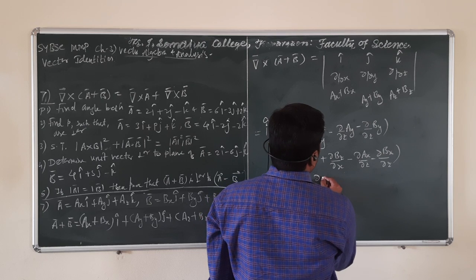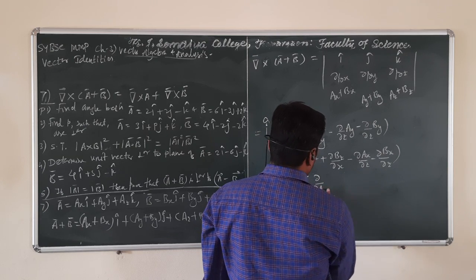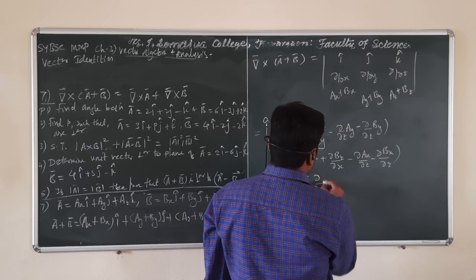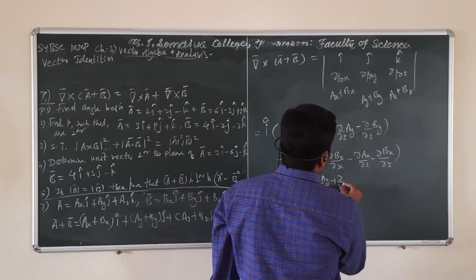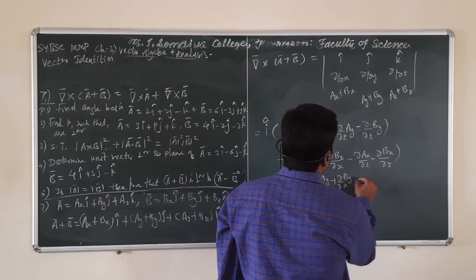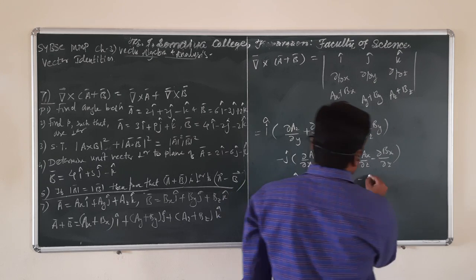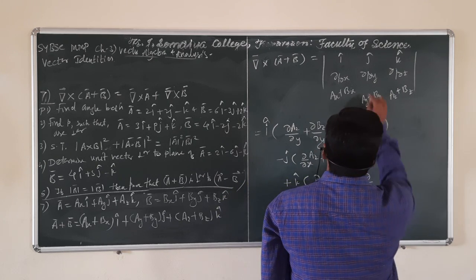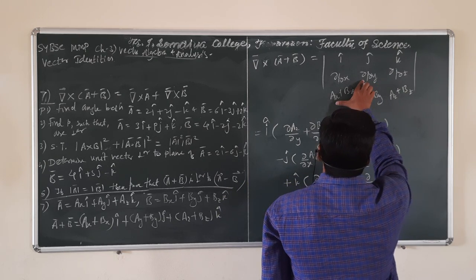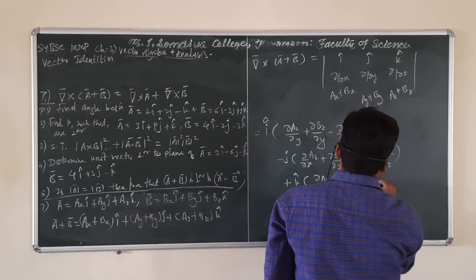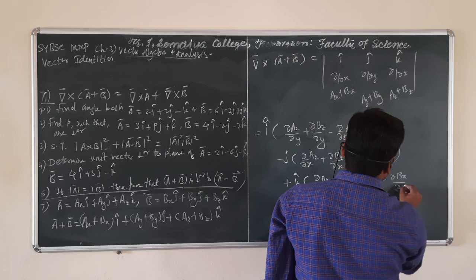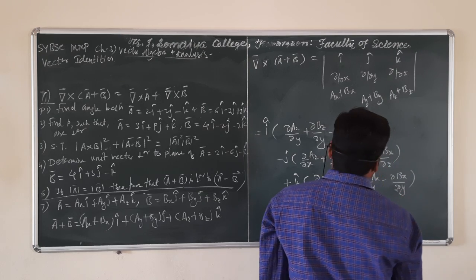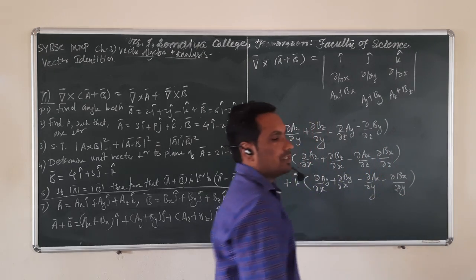So partial derivative with respect to x of ay plus partial derivative with respect to x of by, minus partial derivative with respect to y, okay, differentiating with respect to y of ax, minus partial derivative with respect to y of this term. So this is the k cap coefficient.